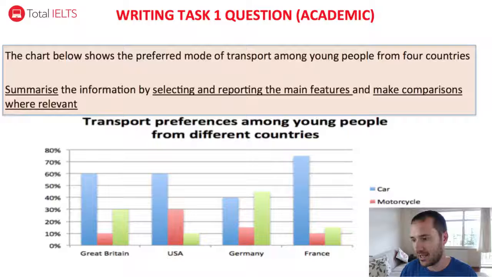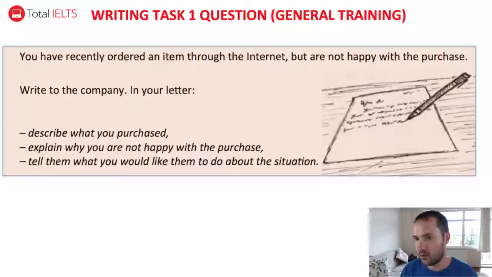Okay, so that was the academic task 1. Let's have a look at a general training question. Now, as I said earlier, in the general training version of the test, you are asked to write a letter. And in this case, let's just quickly read the question. You have recently ordered an item through the internet, but are not happy with the purchase. Write to the company. In your letter, and you're given 3 pieces of information to write about.